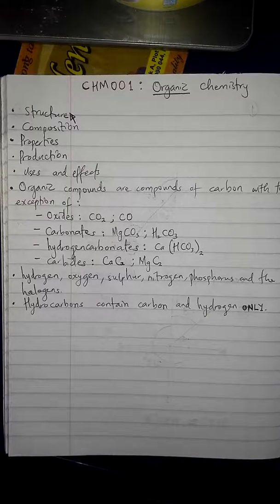So we said organic compounds are compounds of carbon. That is, carbon is the major element in organic compounds. Then the question should come to your mind: why is it carbon? What is so special about carbon that makes it the major element in organic compounds?